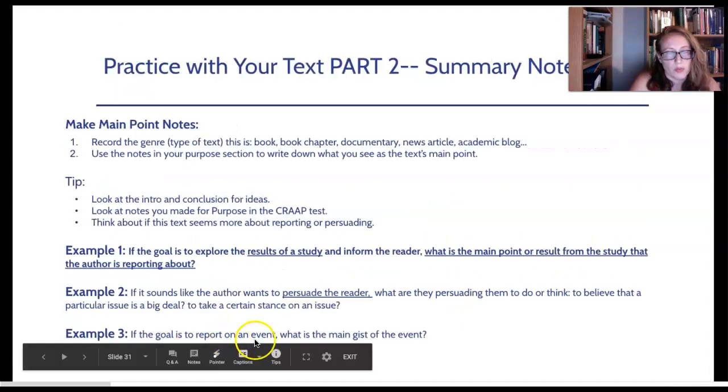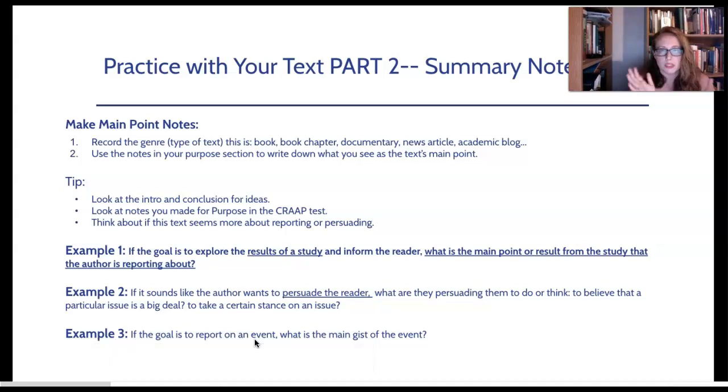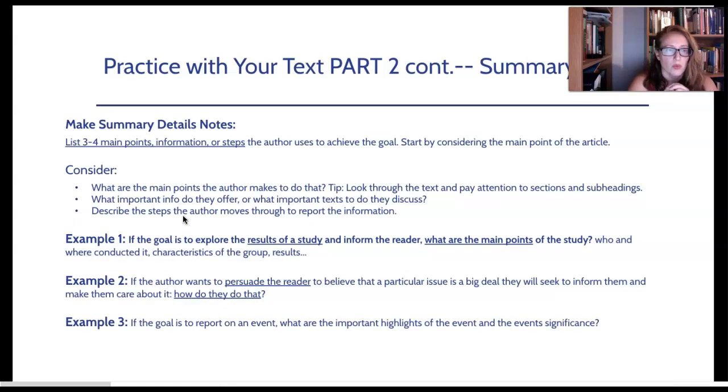If the goal is to report on an event, maybe it's news, reporting something that happened recently, what is the main gist of the event? Newspaper style, like who, what, when, where, why, the main gist of what happened. And these are just some examples of what to think about, how to figure out what that main point is, and maybe some ideas for how you can word it.